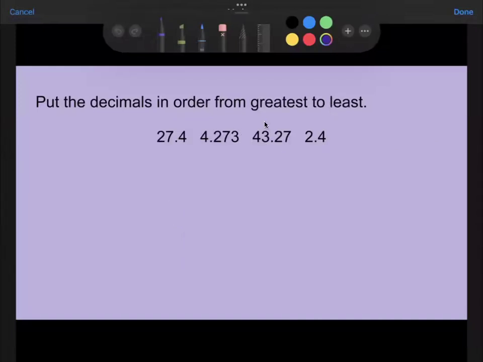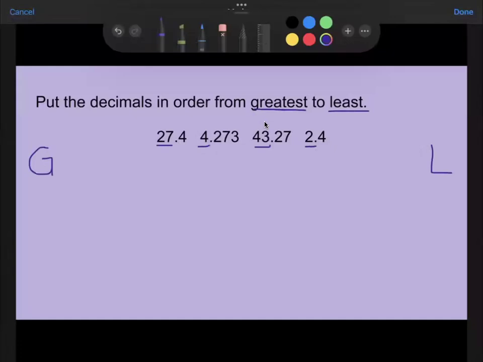Okay, here is our last example for today's video. We're putting these decimals in order from greatest to least. So I'm going to put a G over here and an L over here. Again, I'm going to start by looking at the whole numbers to see if that can help me. I see a 27, a 4, a 43, and a 2. So really, it's just the whole numbers that are going to help us here. We don't even have to look at the decimals because all those whole numbers are different.